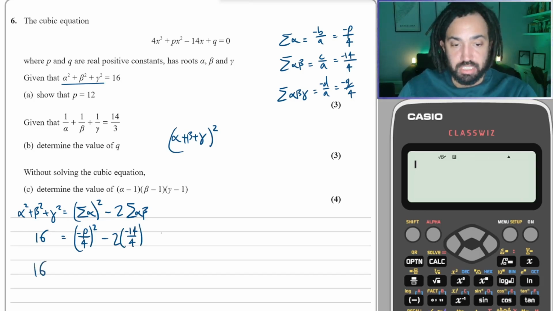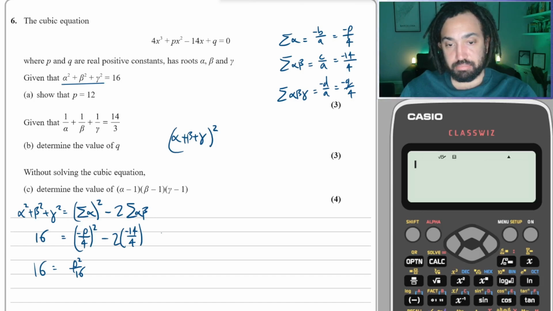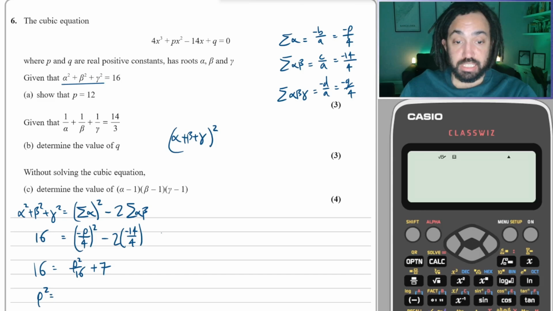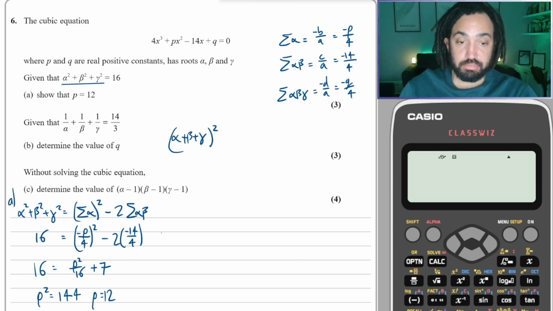Okay, so this gives me 16 is equal to p squared over 16, and then this would be plus 14 over 2, which is 7. Okay, great. So now this means that p squared is equal to 16 minus 7 is 9, times by 16 is 144, so p equals 12. Okay, great, that's part A done. Part B.